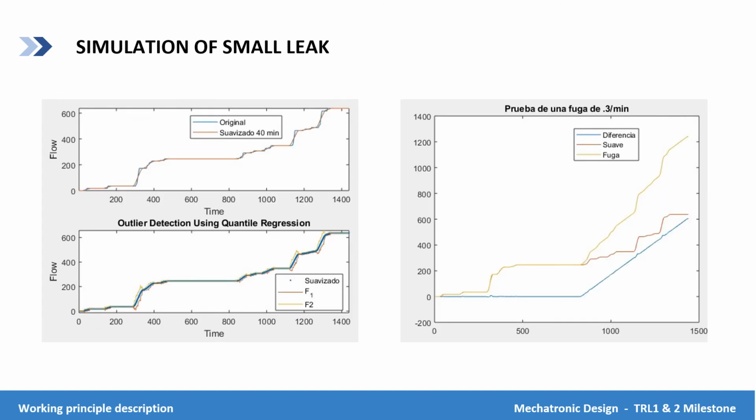In order to improve the analysis of the data, it was decided to transform them in such a way that now we work on the accumulated sum of the data. The same smoothing and quartile regression techniques were applied. On the right, you can see a scenario that presents a small leak of 300 milliliters per minute. Note the slope of the blue graph that is formed from the leak detection.